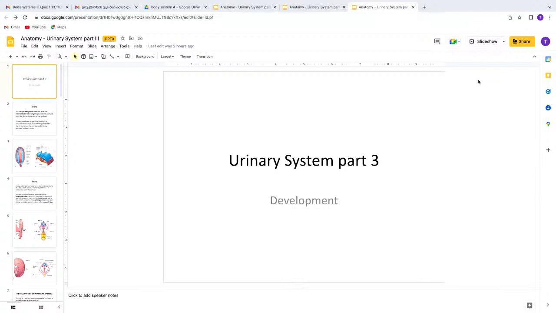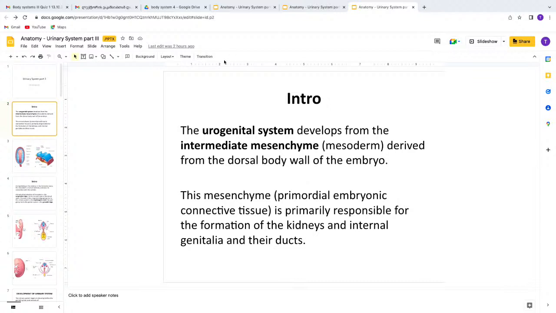So, now we're continuing with the embryology of the urinary tract. And we should all know that our kidneys and urethra and everything are developed from our urogenital system. The whole urogenital system is derived from intermediate mesenchyme. It's the same as mesoderm, and being intermediate mesoderm, it is derived from the dorsal body wall of the embryo. This mesenchyme is primarily responsible for formation of the kidneys, internal genitalia and their ducts.